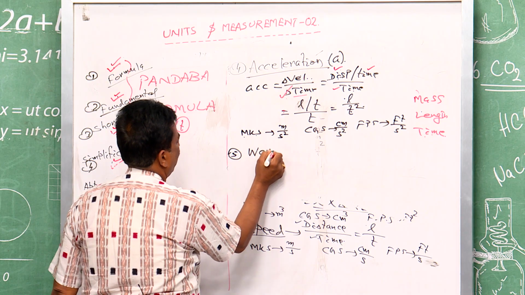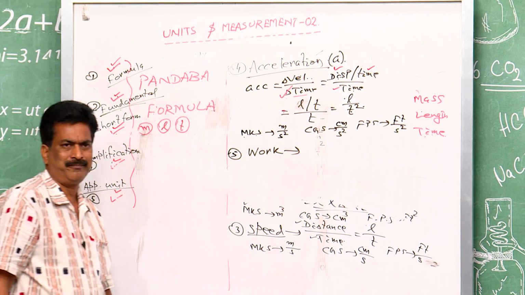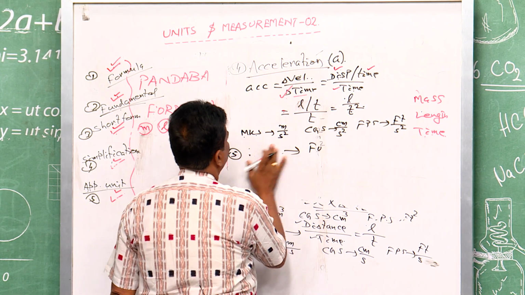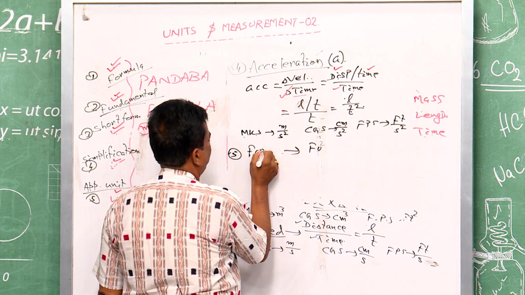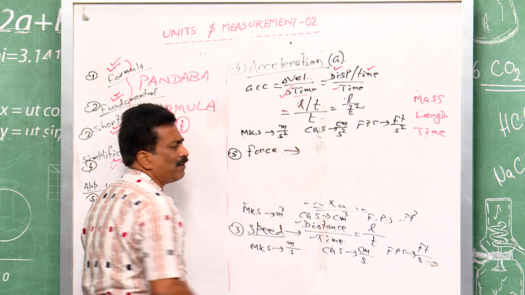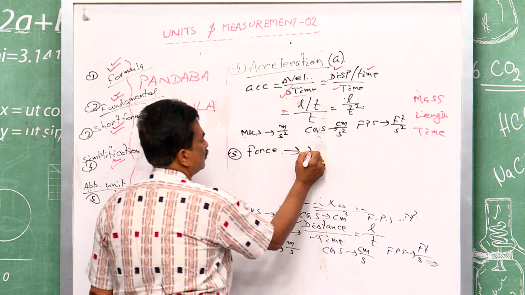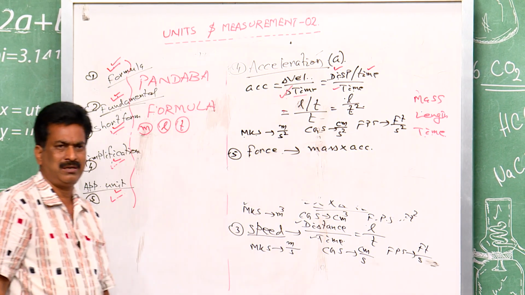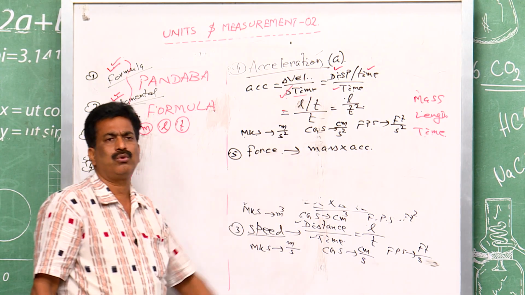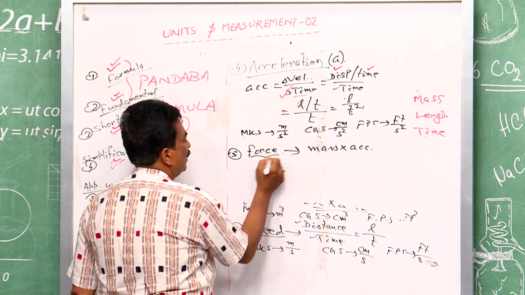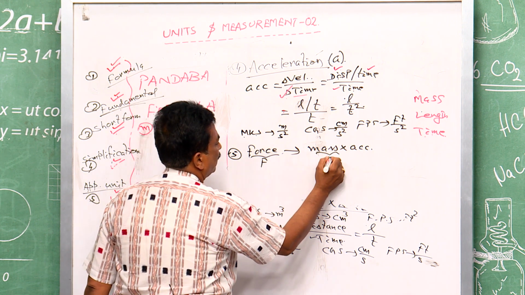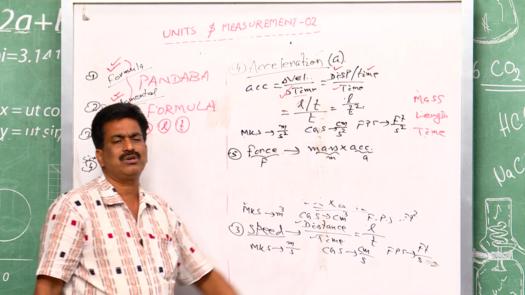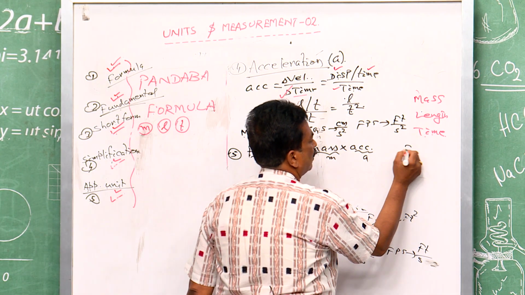Suppose I say for the work, what is the formula for the work? The next one we will do is for the force. So what is the formula for the force, you know? Force is equal to mass into acceleration. If we write the force, the symbol is F, the mass is M, and this is A. So F is equal to MA.